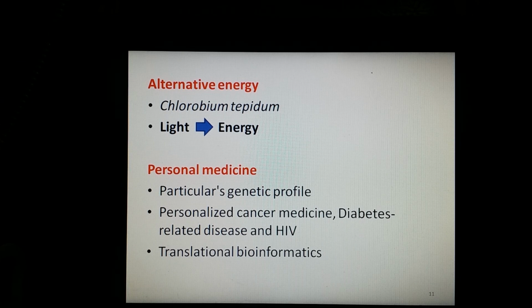Another is the development of personalized medicine. Personalized medicine is a developing practice of medicine that uses a particular genetic profile to guide decisions made in regard to the prevention, diagnosis, and treatment of disease. Information about the patient's genetic profile can help doctors to provide proper medication by using the proper dose, and this is applied for the treatment of personalized cancer medicine, diabetes related diseases, and HIV.